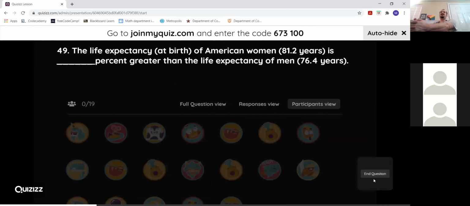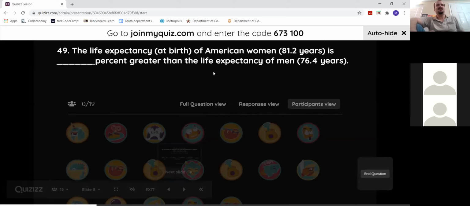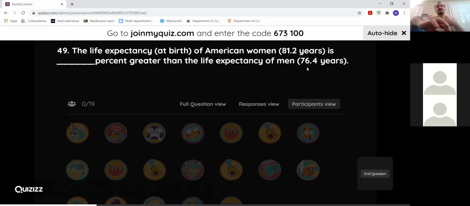The life expectancy at birth of American women is 81.2 years, is blank percent greater than the life expectancy of men, which is 76.4. So I will tell you this. This isn't super obvious, which one they're referencing, maybe at first. It might take a little time to figure that out. Which one is the reference? Which one's the new? Which one's the old one, right?